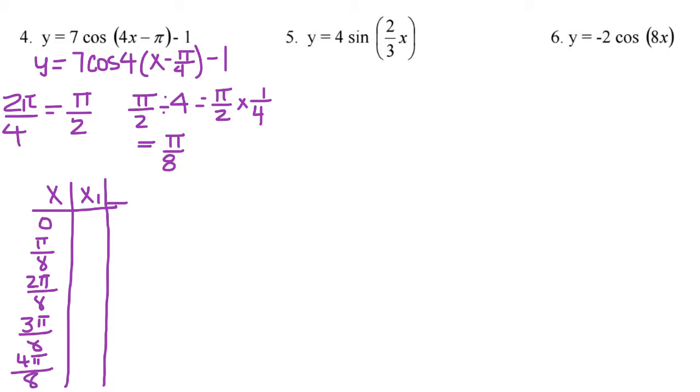Now keep in mind we do have a phase shift here. A phase shift, and we're moving to the right pi over 4. So we need to pick up all these x values and we need to adjust them to the right pi over 4. So 0 plus pi over 4 is going to be pi over 4. And then we have pi over 8 plus pi over 4.